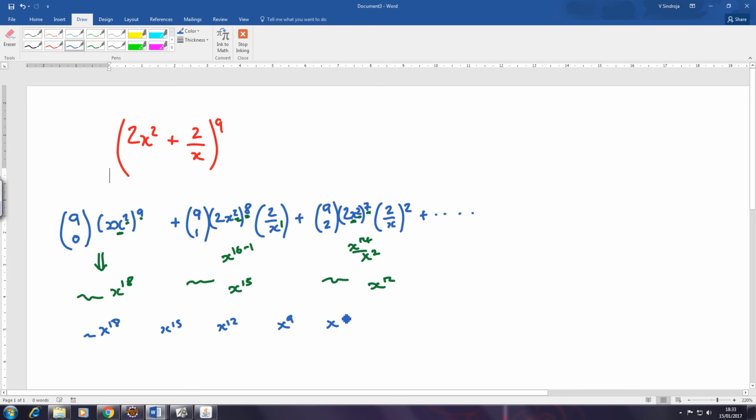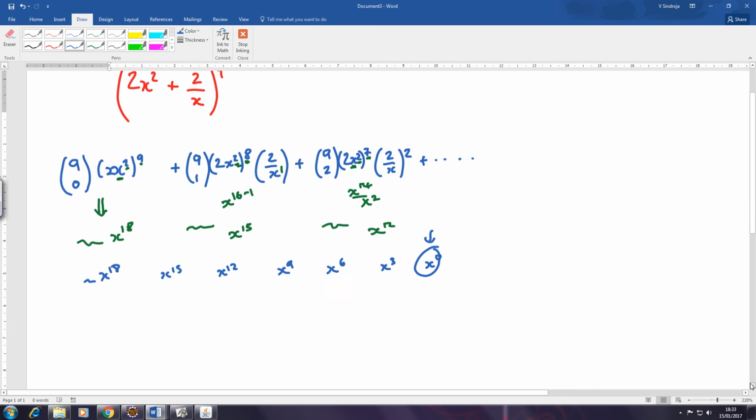Then the next term is going to be x to the power of 6. The next term is going to be x to the power of 3. And the next term is going to be x to the power of 0. Now this is the constant term. That's the one I want. Okay? So really, all I need to do is just do the working out for that particular one. Okay, so what is it going to be?